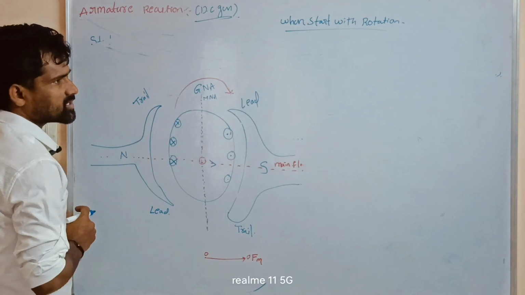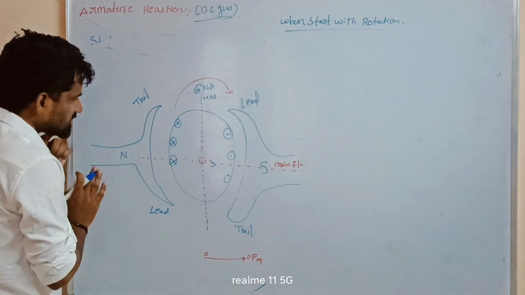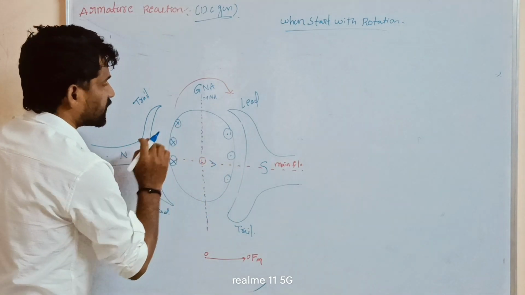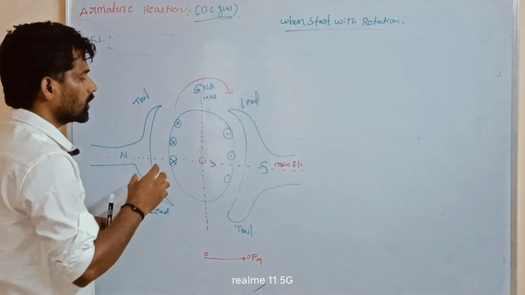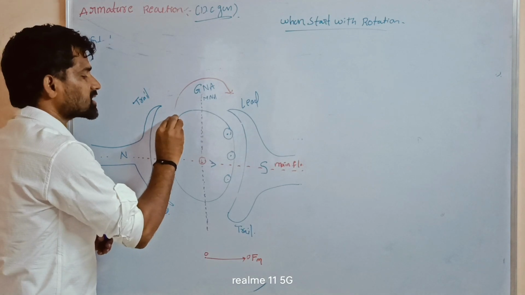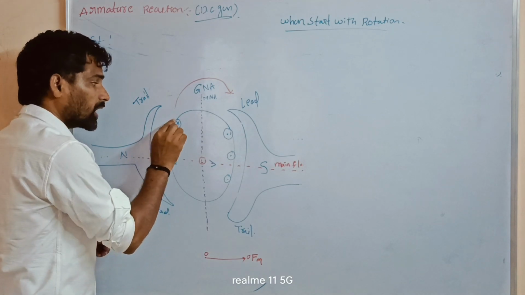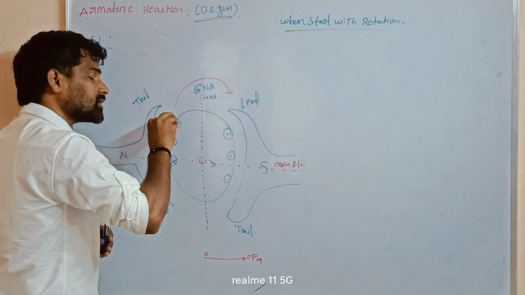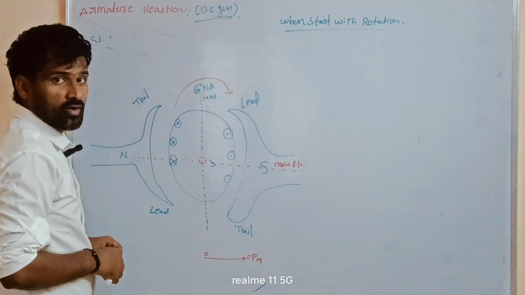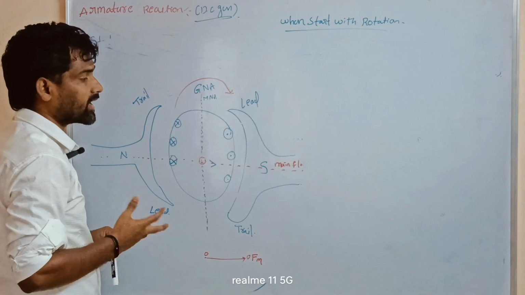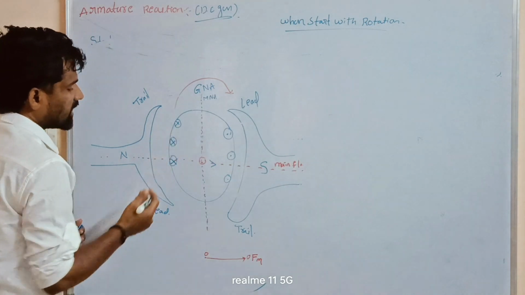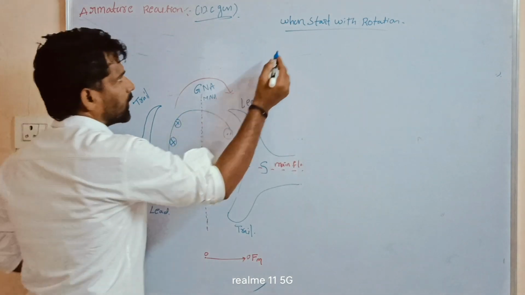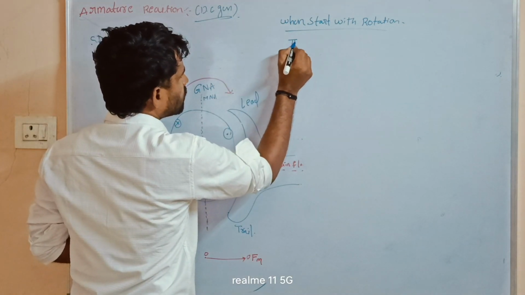Now, whatever the armature flux, whatever the field flux, the field flux is passing in the straight direction, but into the armature field direction. Due to the armature winding, armature current is flowing through the armature conductor. So the armature conductor also creates its own flux. What happens? This flux follows the thumb rule.